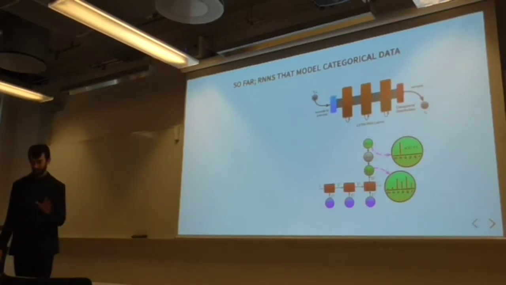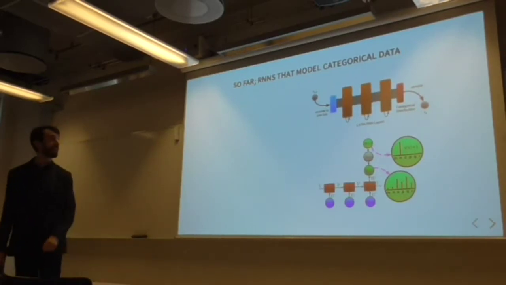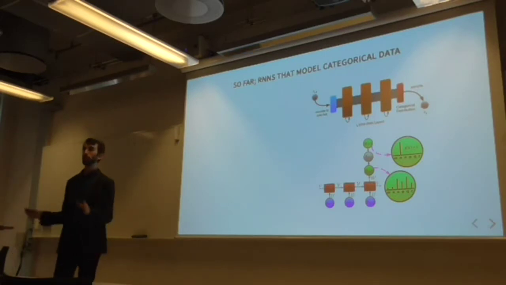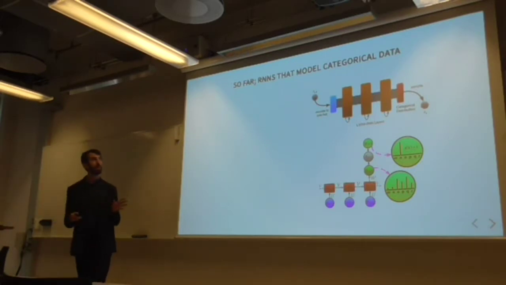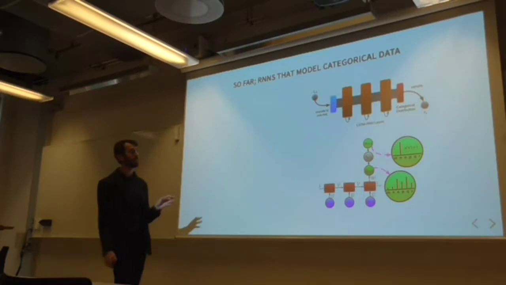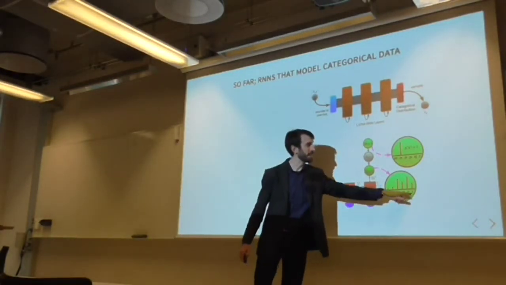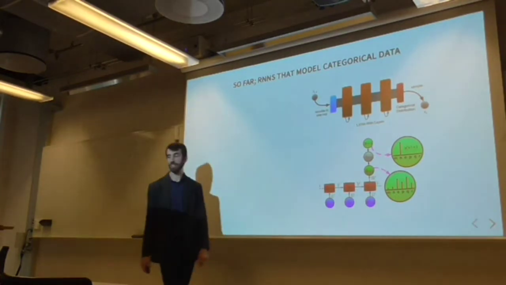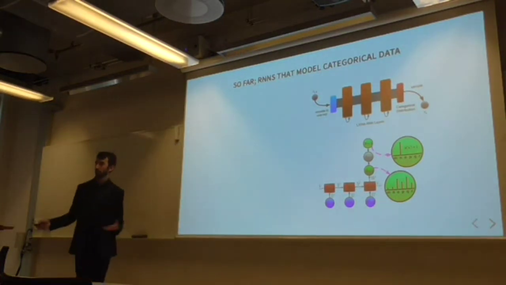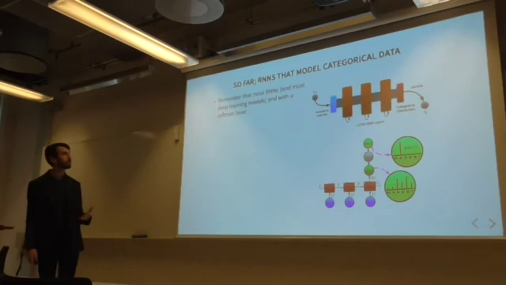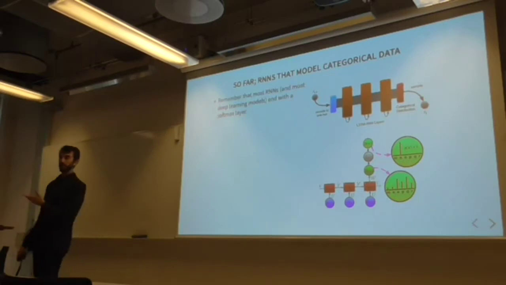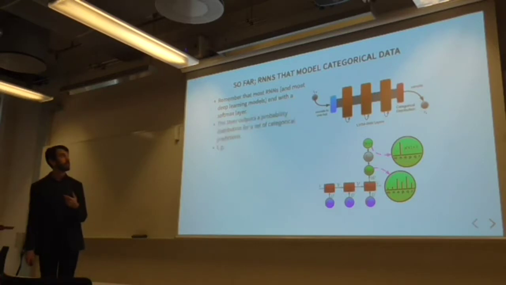So far in this course, in my last lectures when I was talking about RNNs, I was talking about neural networks that model categorical data. These RNNs had outputs as a kind of probability distribution across different letters if they were text generating neural networks, right? And they did this by having a softmax layer at the end of the neural network. The softmax layer was outputting this probability distribution of categorical predictions.